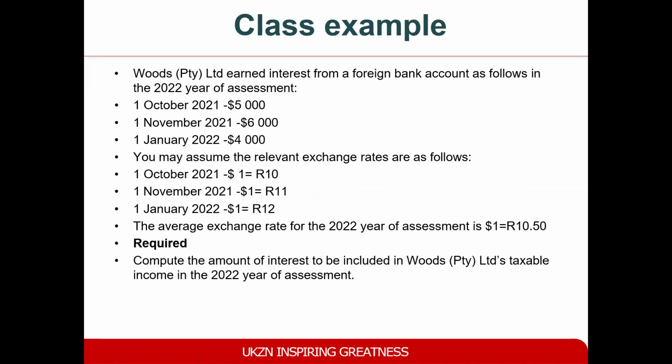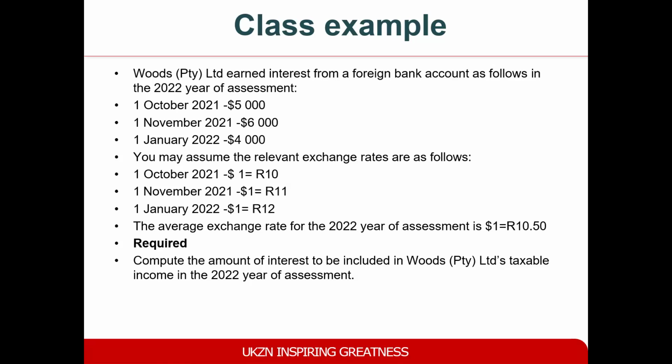They earned interest from a foreign bank as follows. So 2022 year of assessment. So 1st of October 2021, they earned $5,000. 1st of November 2021, just 1 month after, they earned 6,000. Then 1st of January 2022, they earned 4,000.